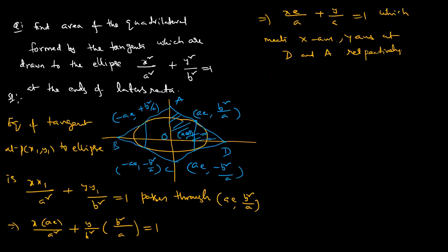Now please tell me, dear students, what are the coordinates of A? Meets the y-axis means x is equal to 0. So this is (0, a). What about D? Meets the x-axis means the y coordinate is 0, so x is a/e. See carefully.